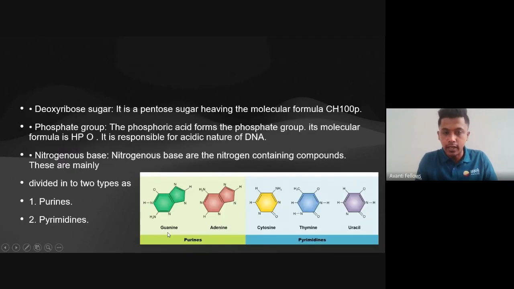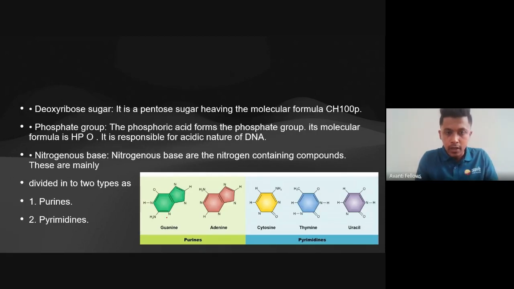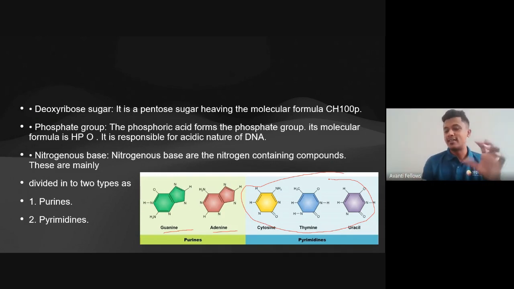You take guanine, and then you take adenine, and then you compare them with these three structures to your right. What do you see here? Structurally, what can you see? You can see that the two structures to our left are made up of two different types of rings, and the structures to our right are made up of only one ring.